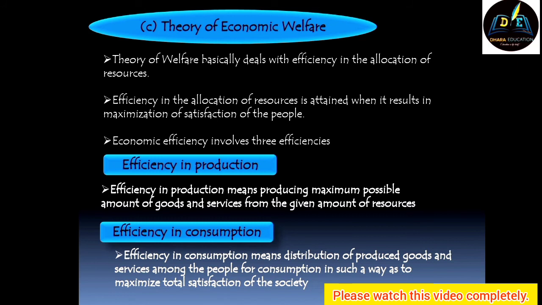On the other hand, efficiency in consumption consists of distributing the produced goods and services among the people for consumption in such a way as to maximize the total satisfaction of society. To satisfy the customers' needs and wants, there should be efficiency in consumption. That is why it is said that the distribution of the produced goods and services among the people should satisfy them maximally.